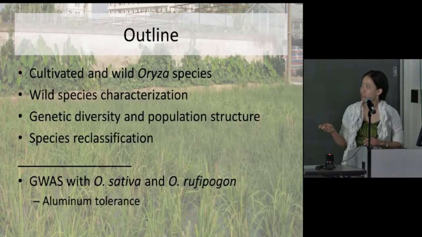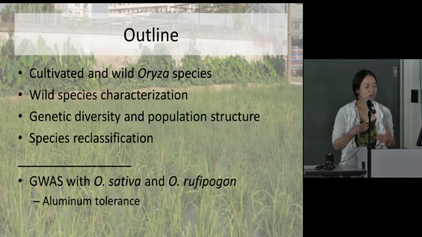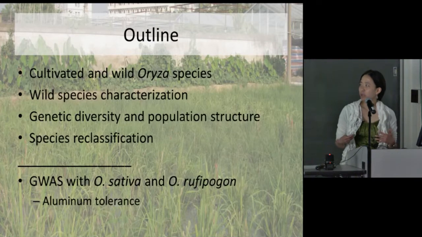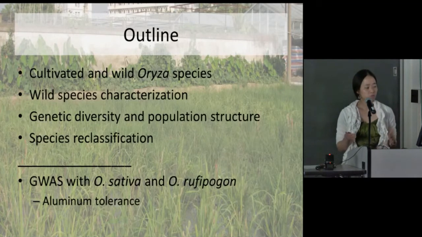So I'll give a brief introduction to Oryza, both the cultivated species and the wild ancestor and wild relatives. Talk about the work that I've done with Hyunjung Kim and with others in the lab, characterizing the wilds' genetic diversity and population structure, and thoughts on what we might think of this wild ancestor after I've talked about what we've discovered about population structure, in terms of thinking about how to possibly reclassify this ancestor complex.